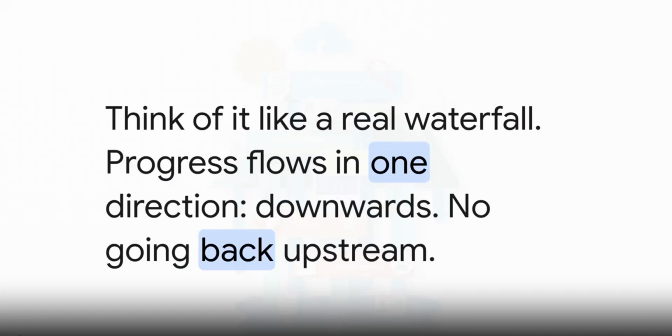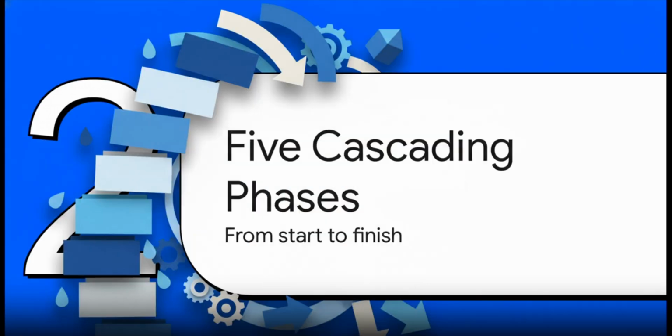Honestly, the name itself is the perfect metaphor. Just picture a real waterfall for a second. Progress flows in only one direction, right? Downwards. Once you've gone over one cascade, there's absolutely no way to go back upstream to a previous stage. The path is set. So, what exactly are these cascades? Let's break down the 5 core phases that make up the backbone of this entire process, from start to finish.